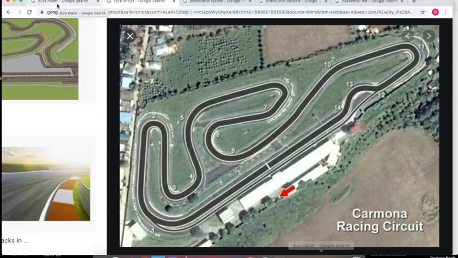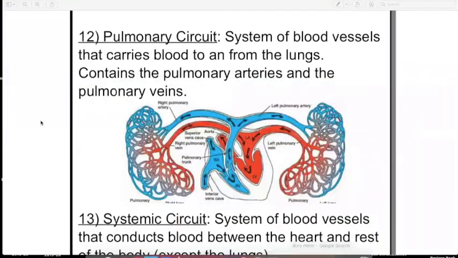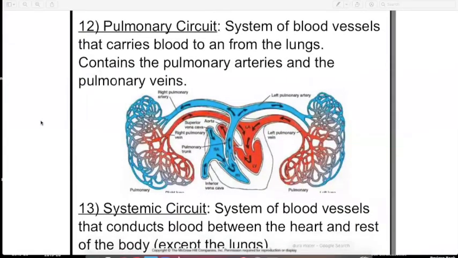Here's the thing, your circulatory system, its circuit, again, is in the word to circulate, to move around, is actually made up of two smaller circuits. The pulmonary circuit, system of blood vessels that carries blood to and from the lungs, contains the pulmonary arteries and pulmonary veins. Basically means this is the circuit going to and from your lungs. Whenever you see the word pulmonary, pulmonary has to do with your lungs.